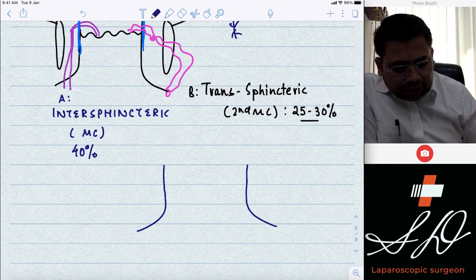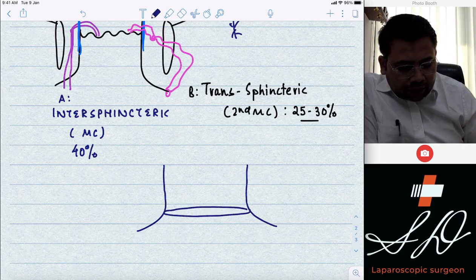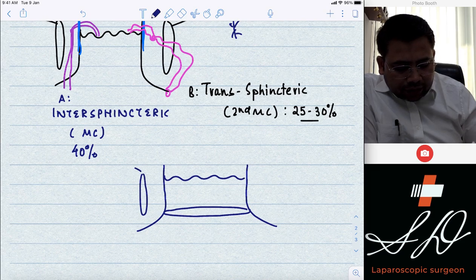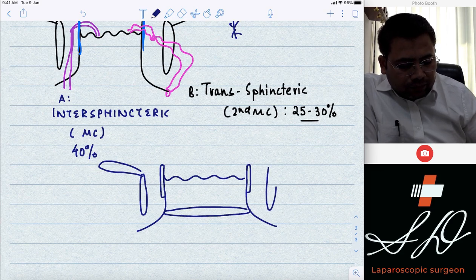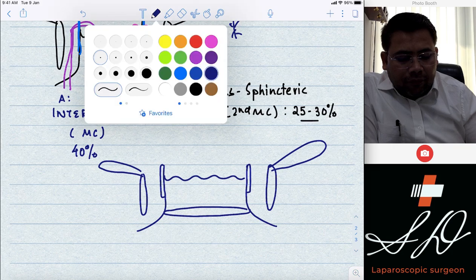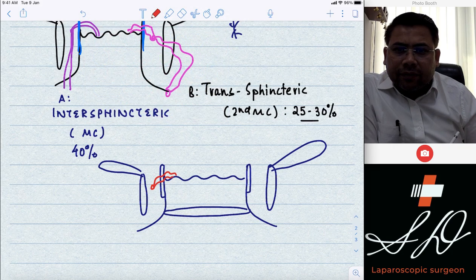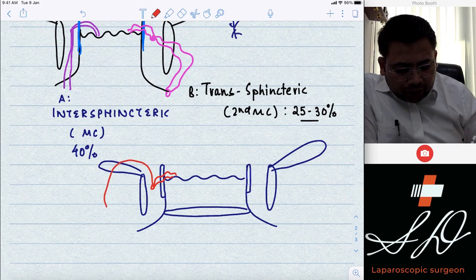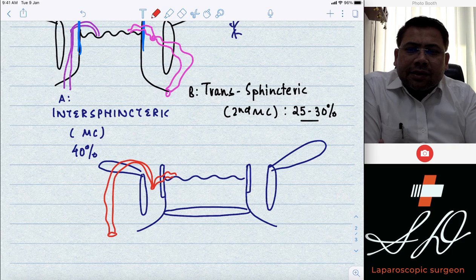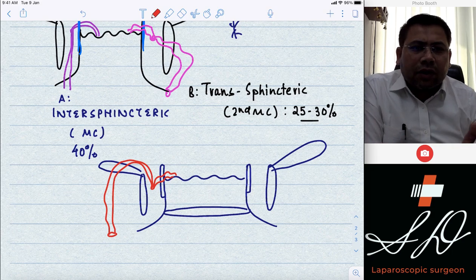Let us see them. This is the anal verge, this is the dentate line, this is the external sphincter. Yes, here you have the internal sphincter. Let us see them. We have a fistula with internal opening at the dentate line. The external opening is like this. Yes, and it is opening onto what? Yes, the skin.